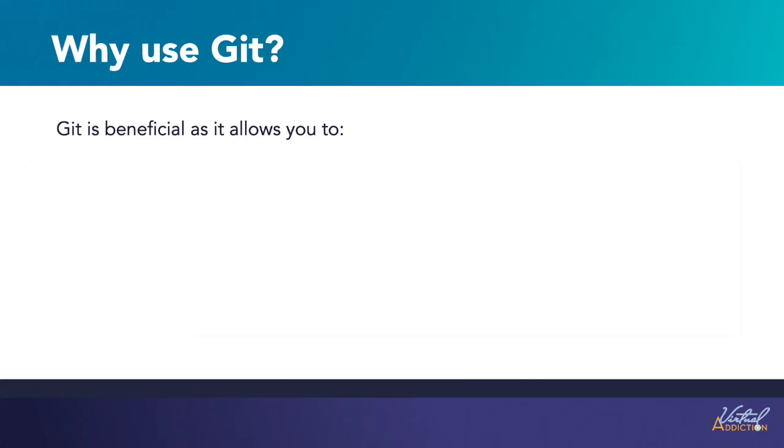Why should you use Git? Well, Git is beneficial in many ways. A few of the main reasons is that it includes save points. So if you make a code change and then you realize later that you made a mistake, you can revert back to an older version of that project.